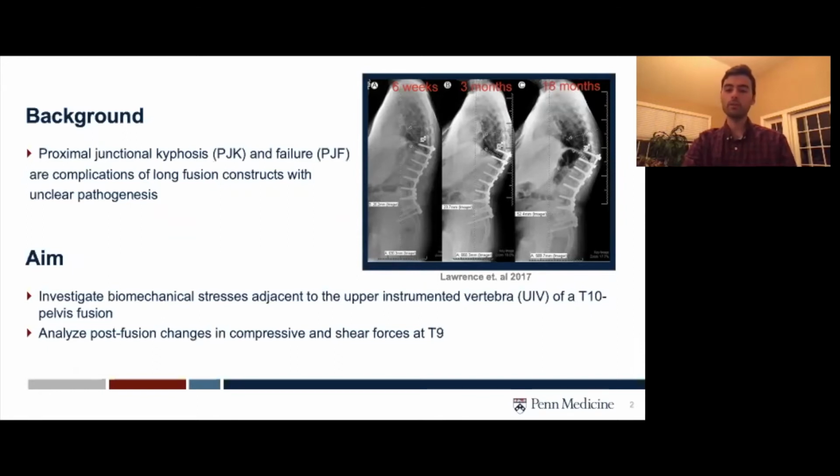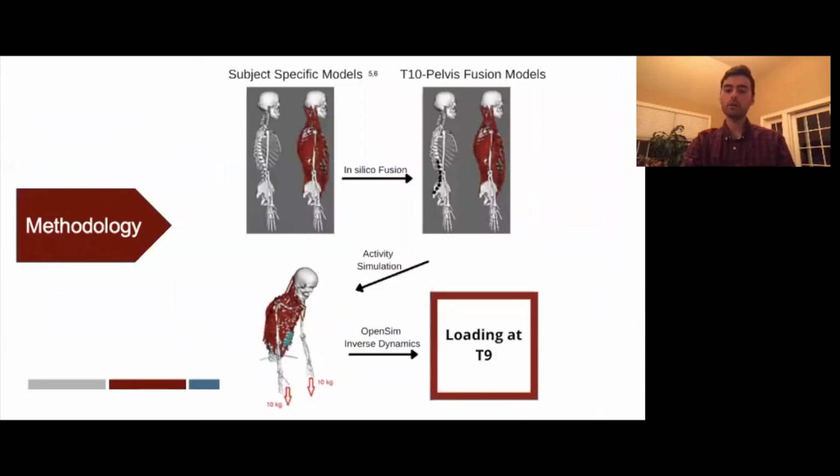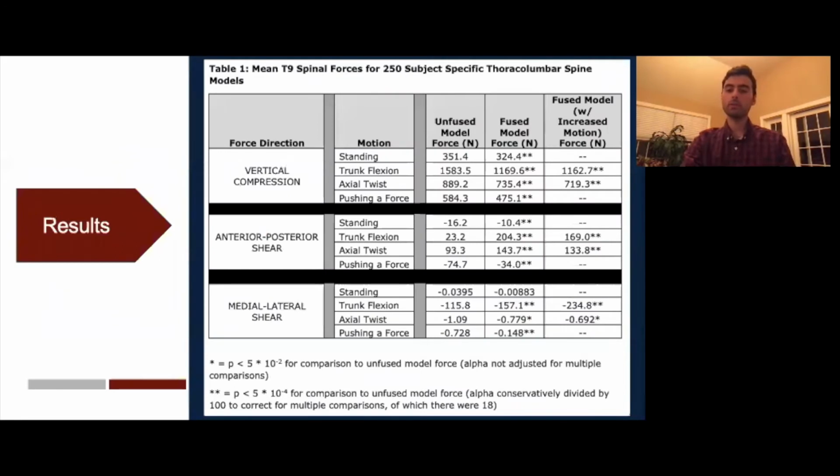The aim of this study was to investigate the biomechanical stresses adjacent to the upper instrumented vertebra of a T10 pelvis fusion by analyzing post-fusion changes in compressive and shear forces at the T9 vertebra. The pre-fusion models were subject-specific spine models that incorporate the height, weight, spinal curvature, and muscle morphology measurements of 250 individuals. Models were further modified to eliminate motion between the intervertebral joints from T10 to the pelvis, and OpenSim analysis tools were used.